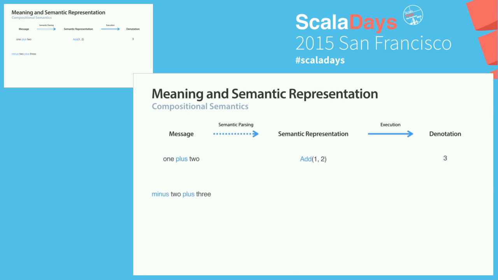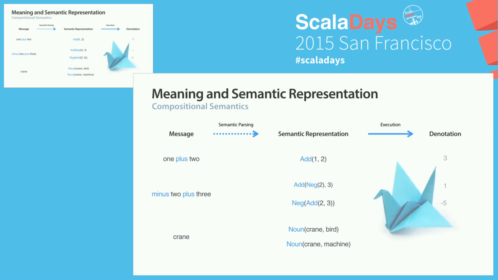Another sentence is minus 2 plus 3, which David has been discussing, and it is interesting because we have two possible denotations: one if we parse it one way, or minus 5 if we use the other semantic representation. The word crane is lexically ambiguous. So we not only have structural ambiguity, as we have been mentioning before, but also lexical ambiguity. The semantic representation could be crane as a noun for a bird, or crane for a machine, and so on.